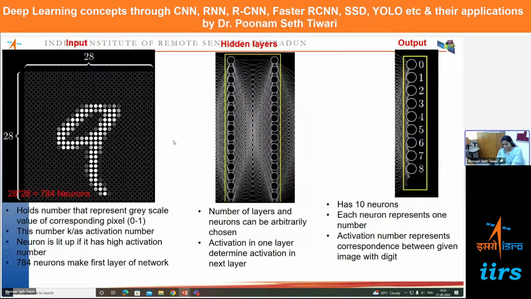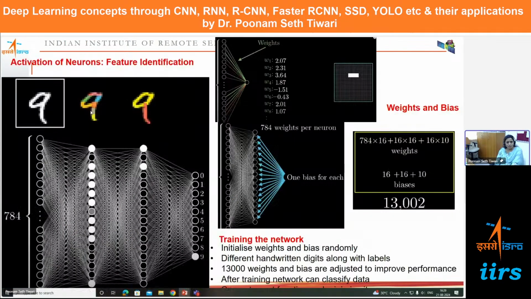Sorry, the first neuron and the third neuron have lit up, so circle and line. So when we say that it is a circle and line, immediately based on this combination, the number 9 neuron in the output layer gets lit up. Okay, this is how it is identifying the features.